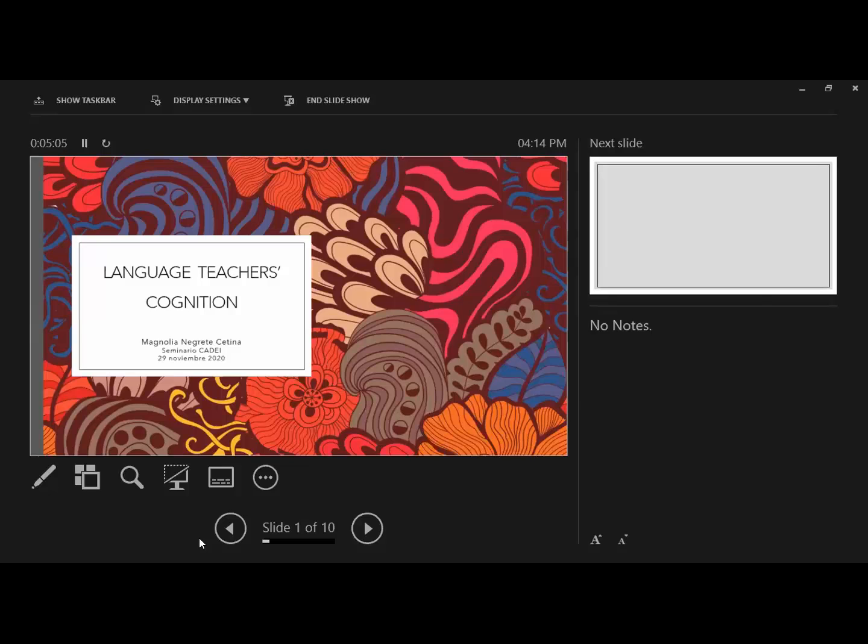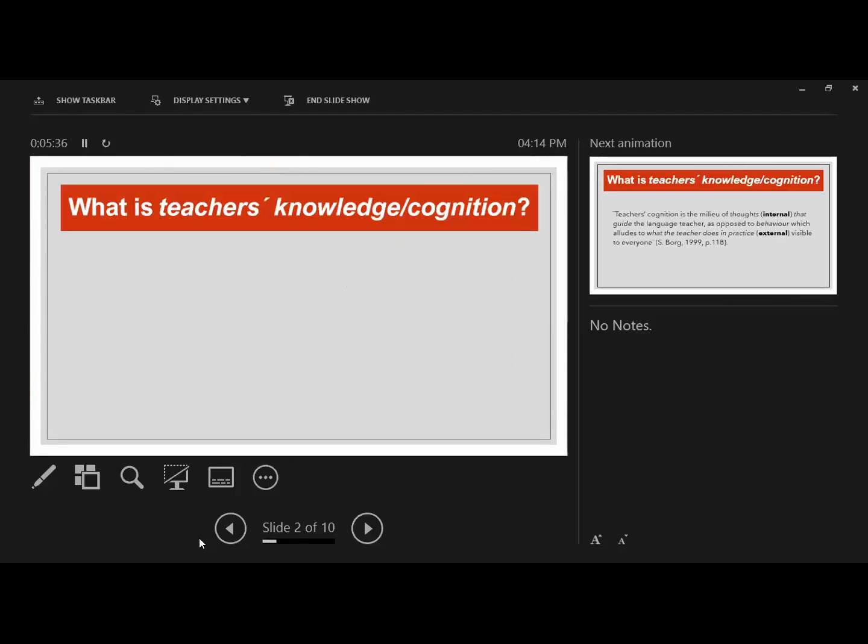It is the process in which we acquire knowledge, the different mental processes in which knowledge is, how do you say, acquired. Language teachers' cognition will be, of course, those same processes, but focused in our area, which is being language teachers. Okay, okay, good. Anybody else?